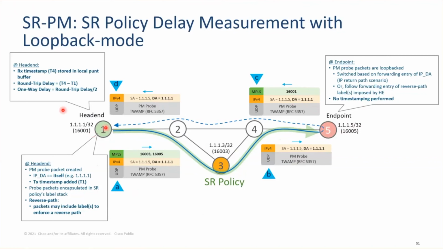At that point, the head end is going to receive the packet and collect what we call timestamp number 4, and that timestamp T4 will be stored in the local buffer. With T4 and T1, the head end can actually compute a round-trip delay estimation, T4 minus T1, and it can also estimate the one-way delay, dividing that round-trip delay by 2.